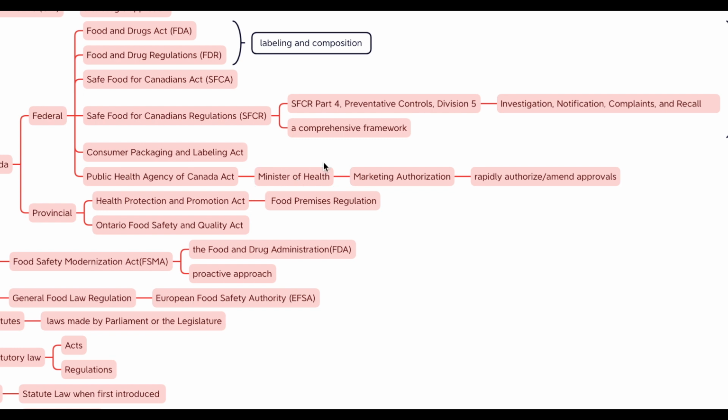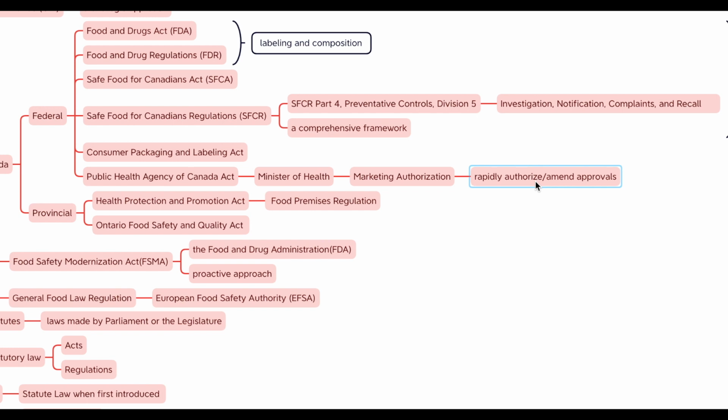So if a food product has been significantly proven to lower cholesterol, an MA could allow this claim to be made on the product's packaging. In essence, marketing authorizations are a tool that helps government to more rapidly authorize or amend approvals of products and substances with beneficial health impacts for consumers.